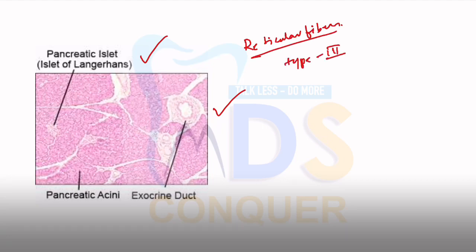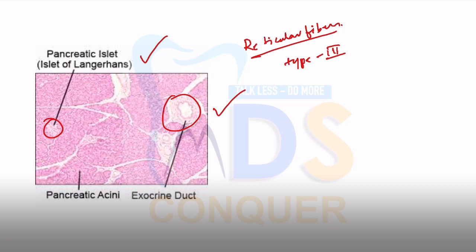So types of collagens are very important, and examples and everything, right? So these are the reticular fibers, and these islets are surrounded by a delicate capsule. Okay, so make a note, these islets are surrounded by a delicate capsule, and of course you can identify this exocrine duct which is available.